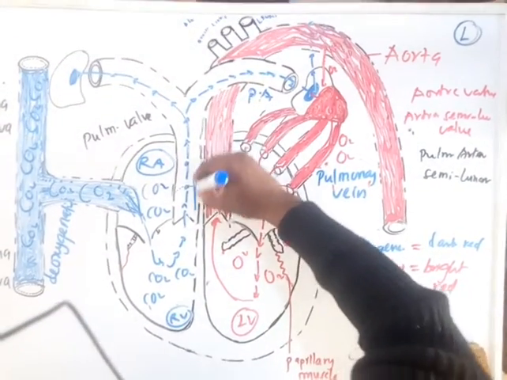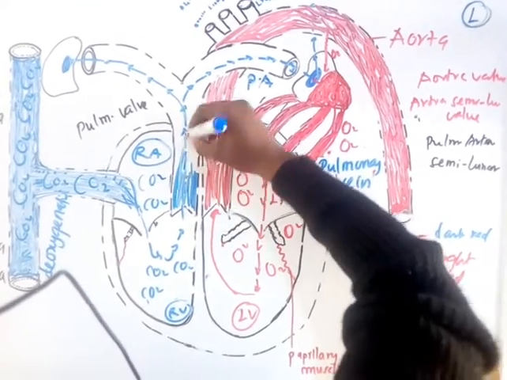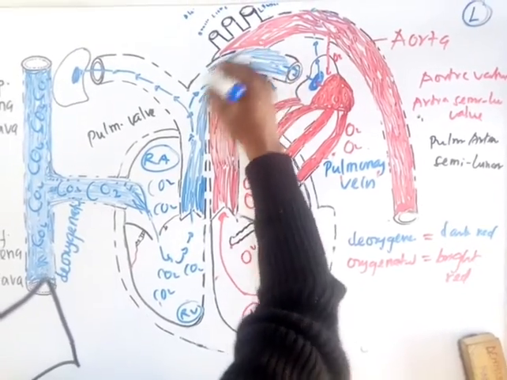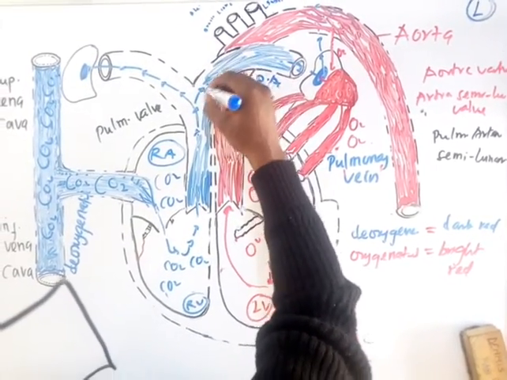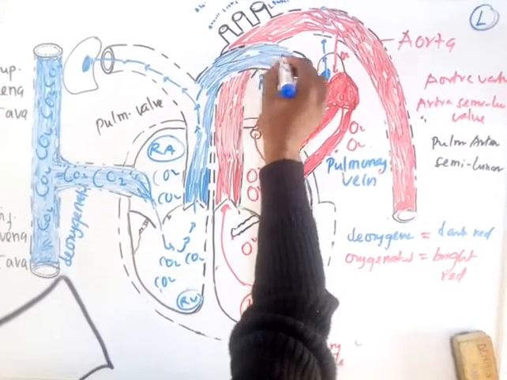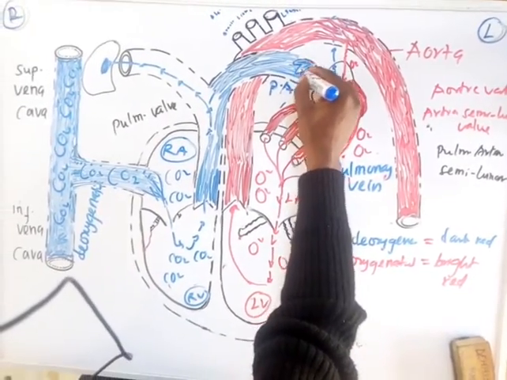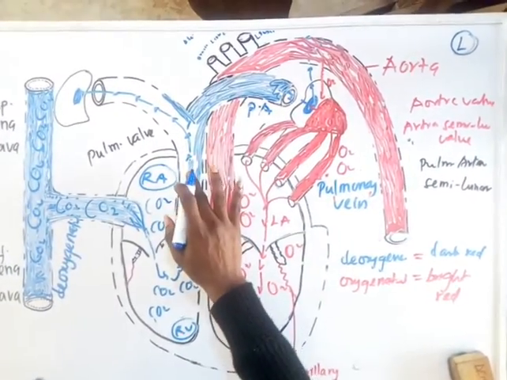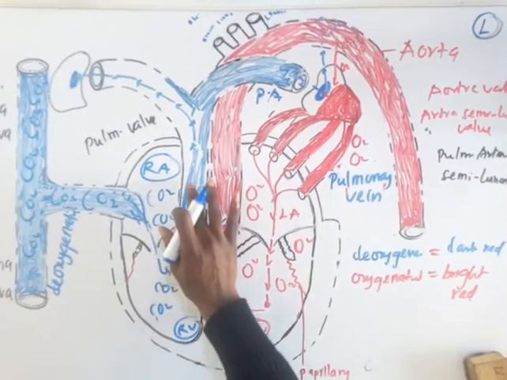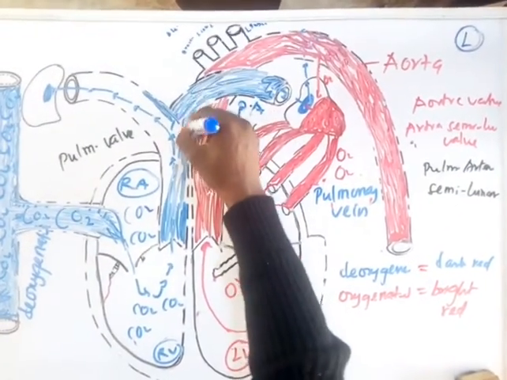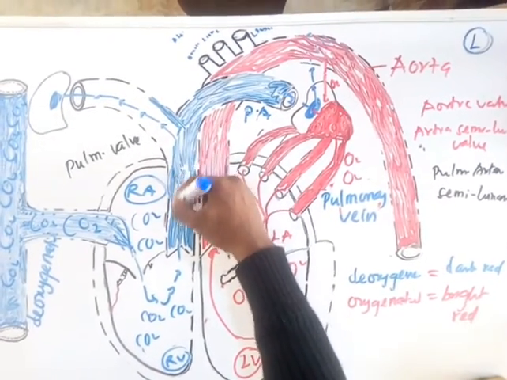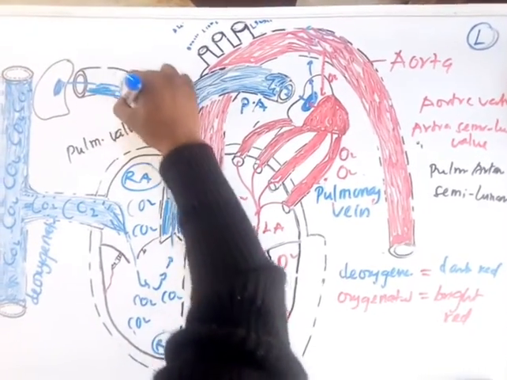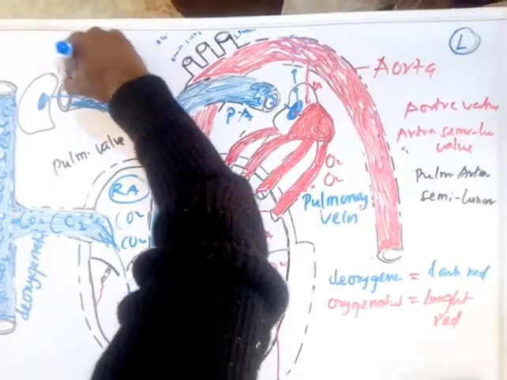Now, the CO2 blood, that is the deoxygenated blood, goes to the lungs. The function of the pulmonary artery is to send deoxygenated blood from the heart to the lungs. So this is the pulmonary artery, bringing deoxygenated blood from the heart to the lung. And the pulmonary vein brings oxygenated blood from the lungs to the heart. It's a very simple thing to understand.